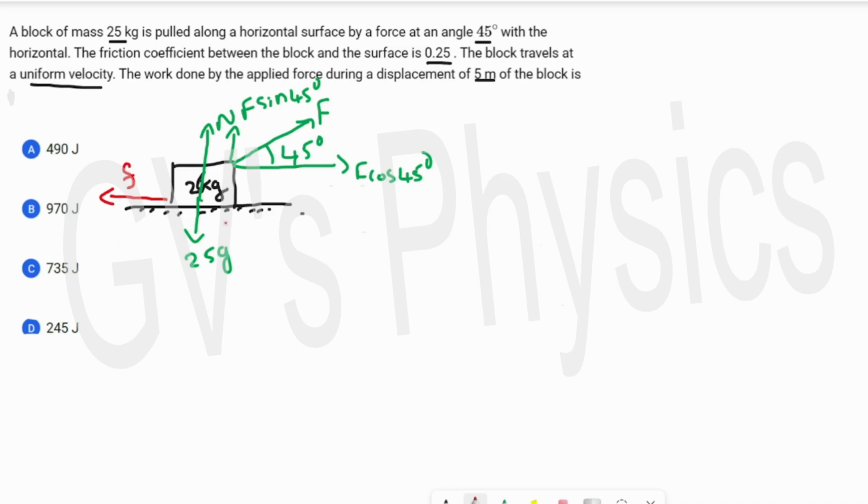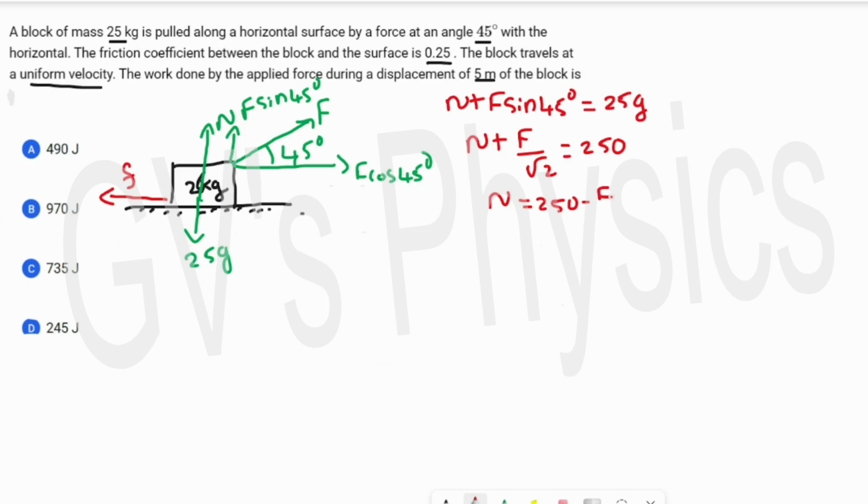Okay, so now we can write the equation. First of all, here the object will move horizontally, so the vertical forces will be equal. So we can take the vertical forces. Upward force, that is normal, plus F sin 45 degree, equals the downward force, that is mg, which is 25g. Now substitute the value. Normal force plus F times sin 45, which is 1 by root 2, is equal to, in the place of g we can substitute 10, which is 250. We can take this to the opposite side, so normal is equal to 250 minus F by root 2.